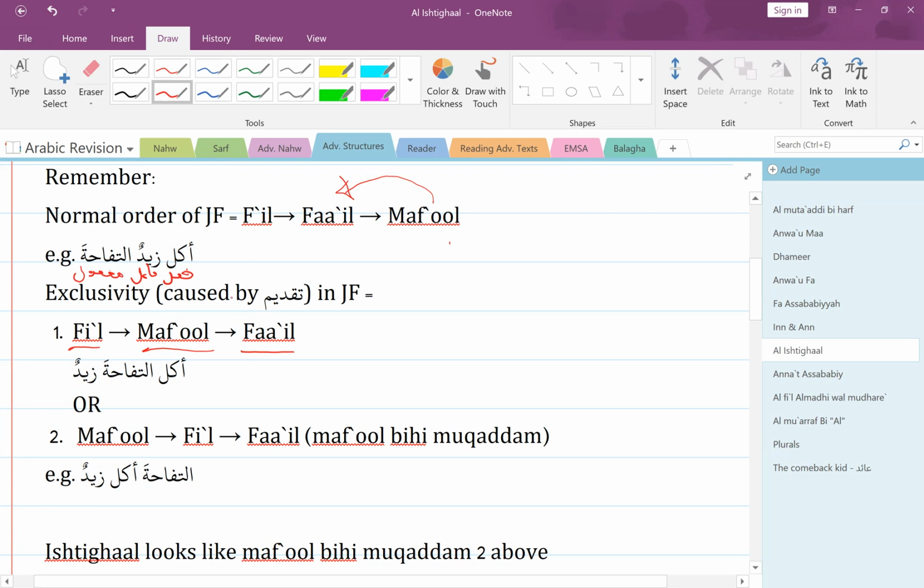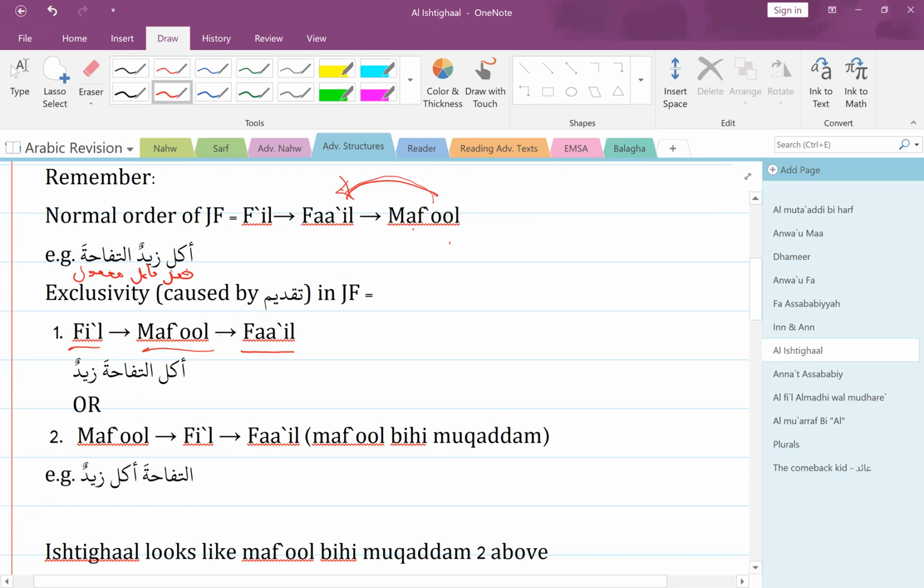Qaddama yuqaddimu: to bring forward, to approach, or to come forward. So what you did is you brought the maf'ul forward. You moved it from its position, you moved it once. So you have fa'il, maf'ul, fa'il. And of course, there's a special meaning that is generated by that.